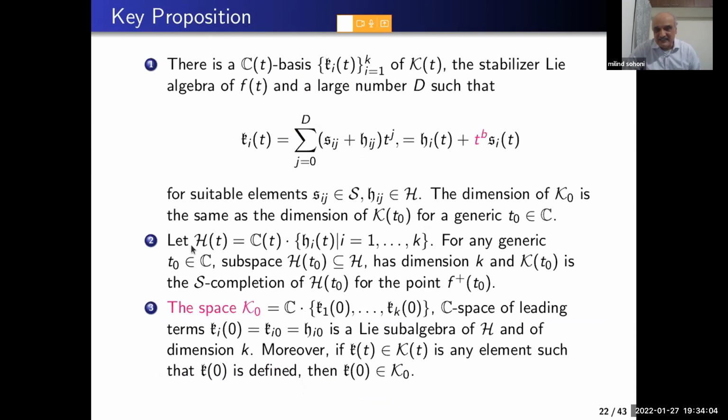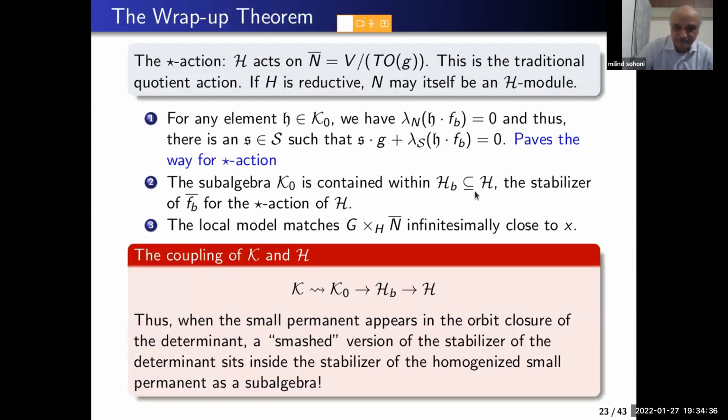So we have this, HT is just this space, the linear span of this, and we know that at HT, as T goes to 0, the space K0 is nothing but this basis taken at 0. In fact, it is fully in H, and it is actually a Lie subalgebra of H. So this standard basis gives us that these HTs in the limit at H0 is actually a Lie subalgebra of the stabilizer of G.